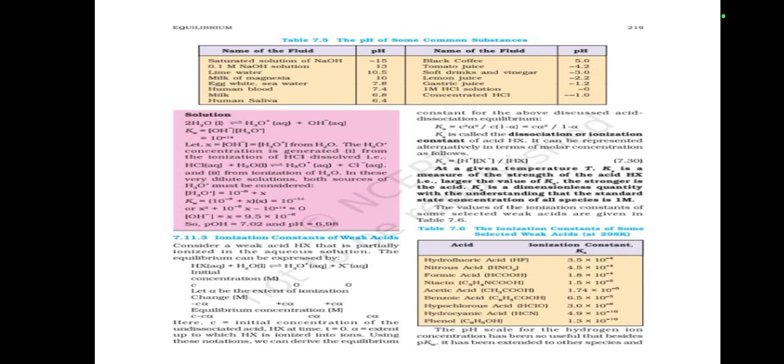Table 7.6: hydrofluoric acid HF, nitrous acid HNO2, formic acid HCOOH, niacin C5H4NCOOH, acetic acid CH3COOH, benzoic acid C6H5COOH, hypochlorous acid HClO, hydrocyanic acid HCN, phenol C6H5OH.